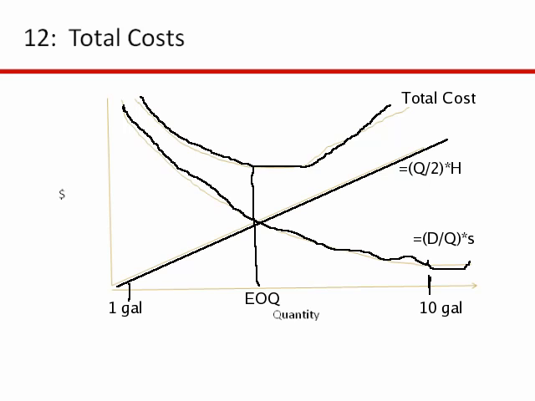And so by definition, the EOQ is going to be equal to the square root of 2 times D times F over H. So that is how you can calculate this economic order quantity that, again, is going to give you the best quantity that's going to minimize the sum of the ordering plus the holding cost.